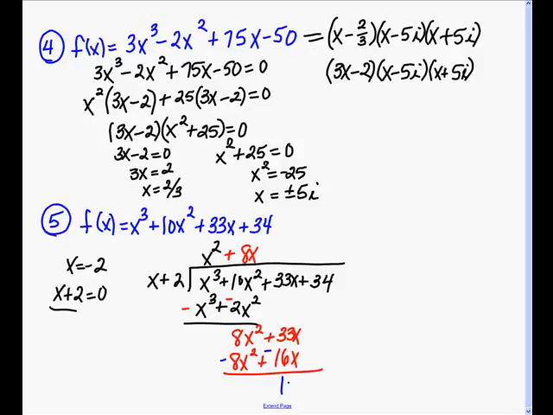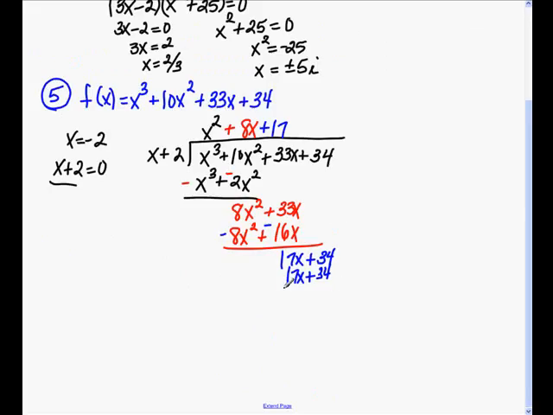So now we need to change our signs. So 33x minus 16x is 17x plus 34. And so x goes into 17x 17 times. So 17 times x plus 2 is 17x plus 34. So that divides evenly, which we knew it would. So that tells us that x cubed plus 10x squared plus 33x plus 34 is really equal to x plus 2 times this quotient of x squared plus 8x plus 17.